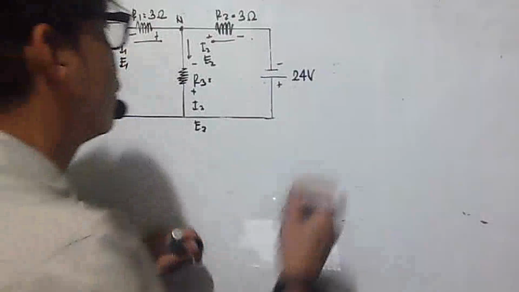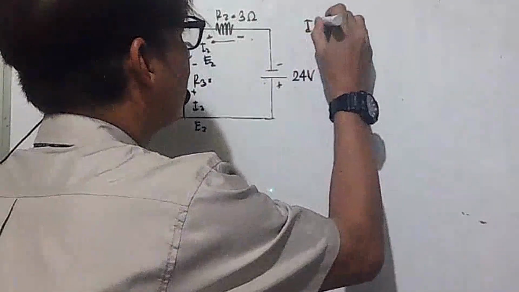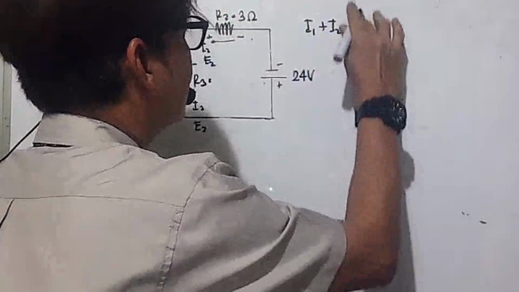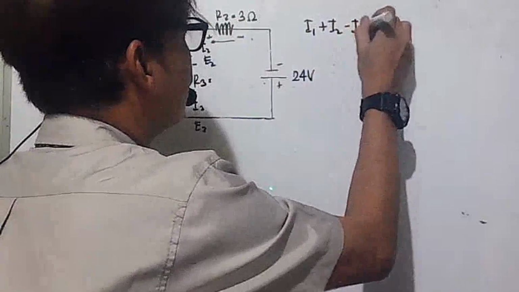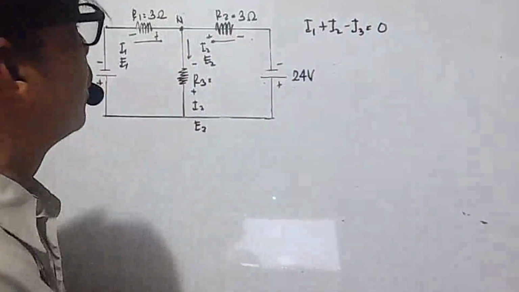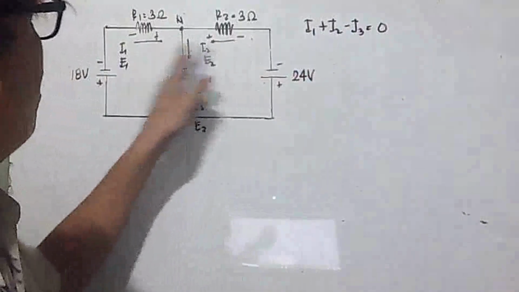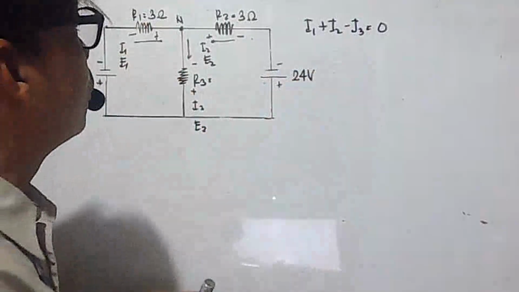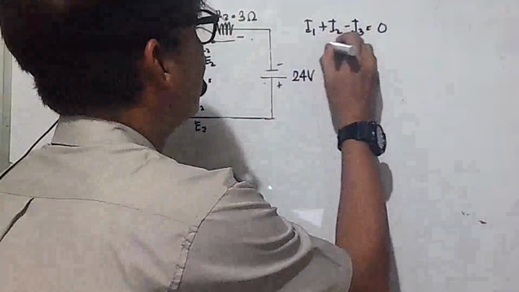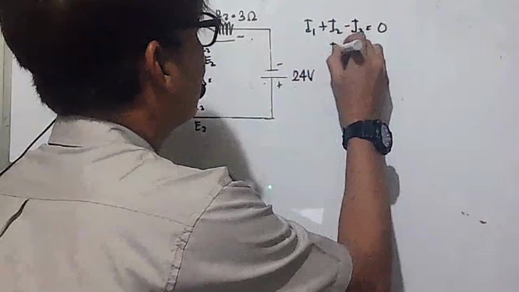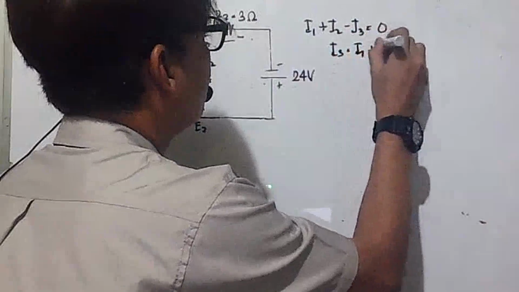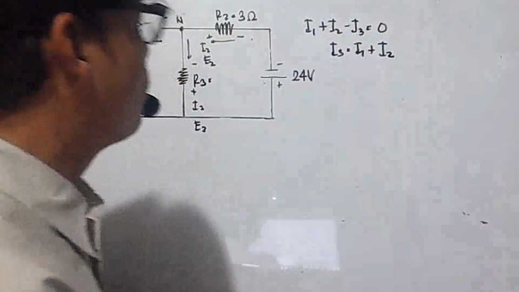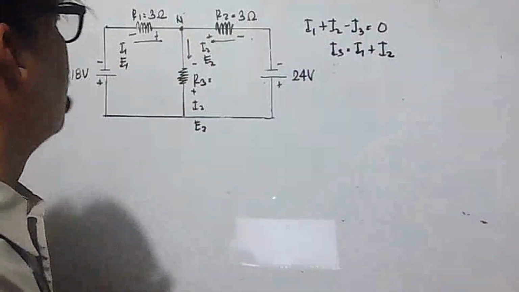So it is negative. Again, it is I1 positive plus I2, which is positive again, and minus I3 since it is negative, is equal to 0. I1 and I2 are positive since they are entering the node, and I3 is leaving the node, so it is negative. Just arranging it, it becomes I3 is equal to I1 plus I2. Transposing I3, it becomes positive. Now we go to the loops.